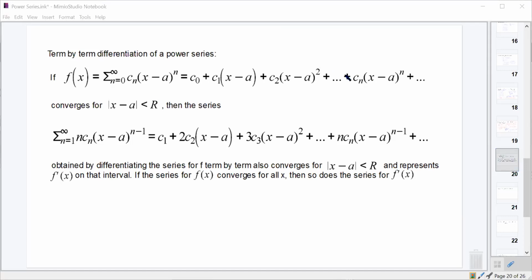Somebody was asking if the interval of convergence is the same as the radius of convergence. No, we haven't really started talking exactly about what a radius of convergence is. The radius of convergence is half the length of the interval of convergence. So that's what the radius of convergence is.